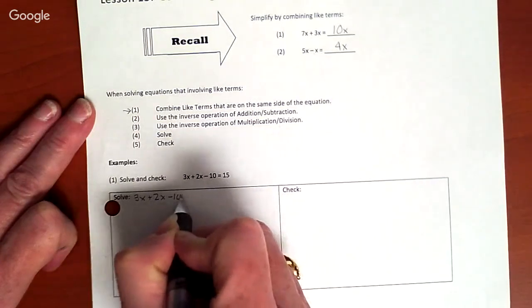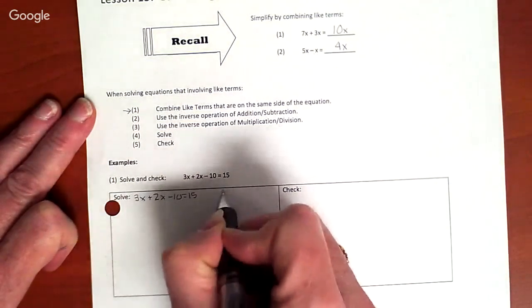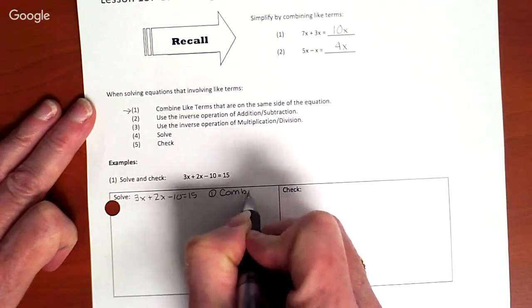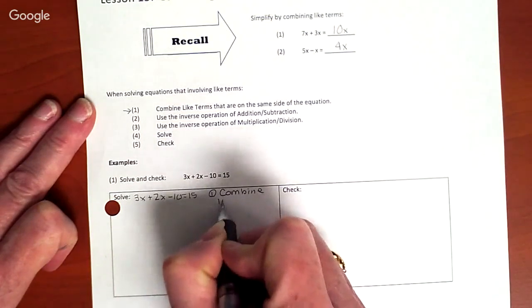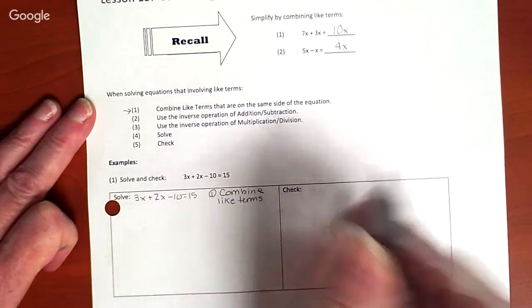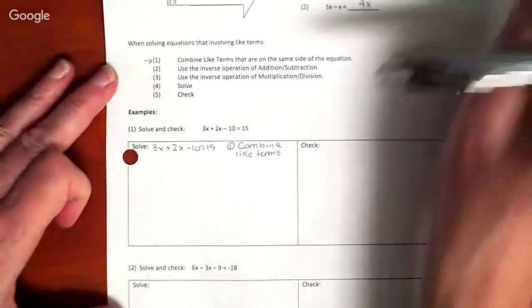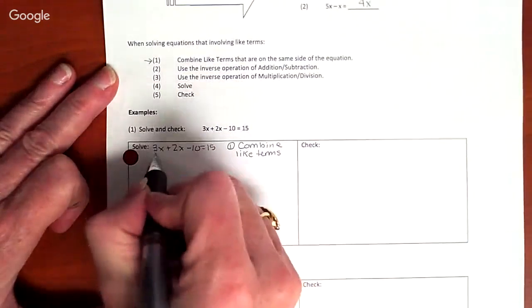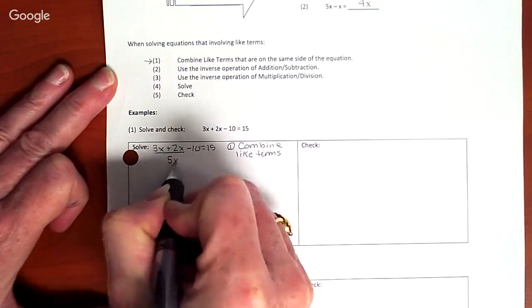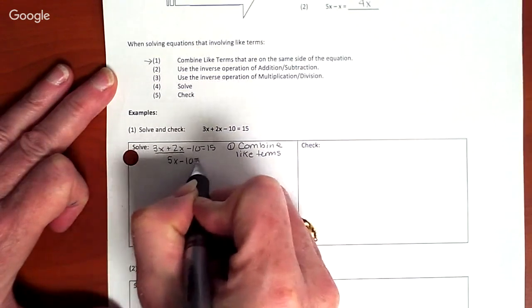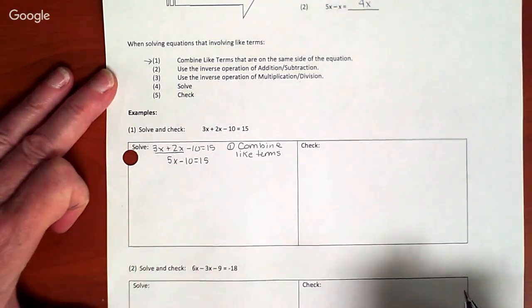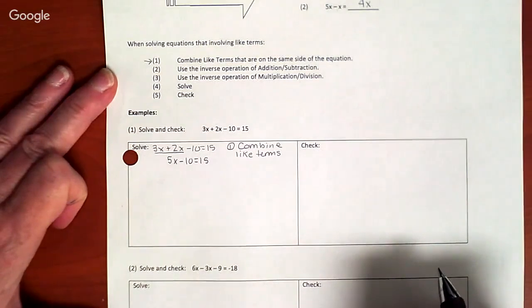So the first thing that we are going to do here, we have 3x plus 2x minus 10 equals 15. So step number 1, combine like terms. So that is our first step. Okay. So here we have 3x plus 2x. So we have 5x minus 10 equals 15. So from here on in, if you notice, we're going to end up with a two-step equation.